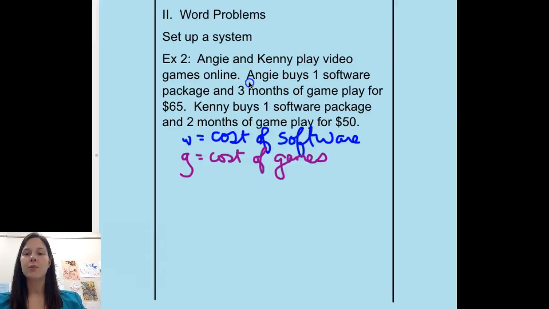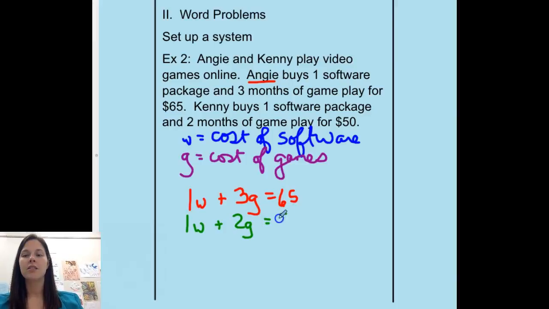We're going to write two equations. The first equation will be for what Angie purchased. Angie purchased one software package times the cost of the software. In addition, she paid for 3 months of games, and her total was $65. Kenny's was very similar. He also purchased one software package plus 2 months of games, and his total cost was $50. Again, we're going to learn how to solve these later. Right now, we're just practicing getting the equations down.